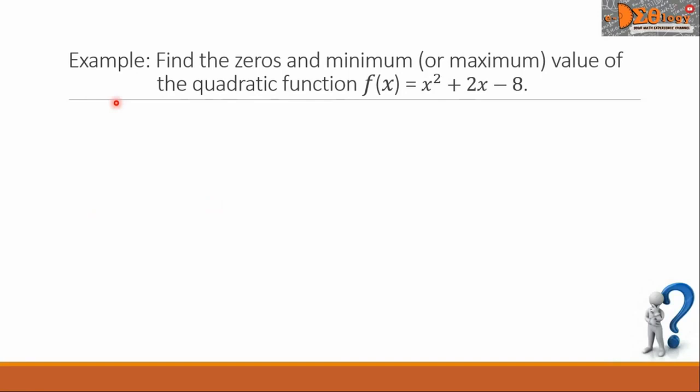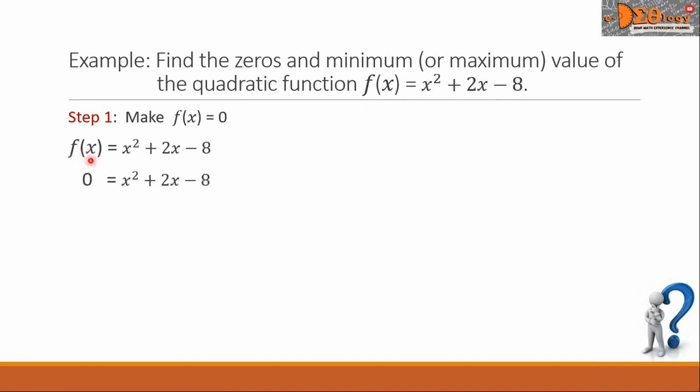Let's have an example. Find the zeros and minimum or maximum value of the quadratic function f of x equals x squared plus 2x minus 8. Step 1, make f of x equals 0. First, let us copy our function down here. Then, we will change this f of x into 0. So we have now 0 equals x squared plus 2x minus 8.